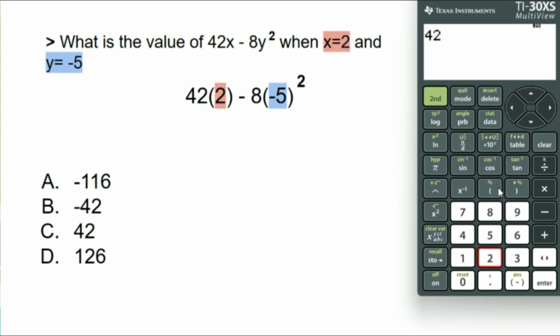42 bracket 2 close bracket take away 8 open the bracket -5 close the bracket squared. Now we hit enter. and our answer will be negative 116.